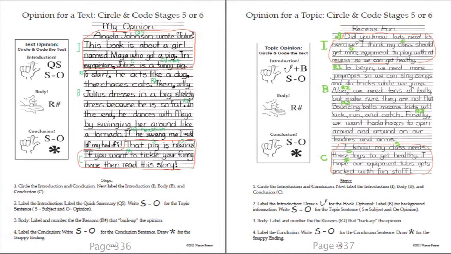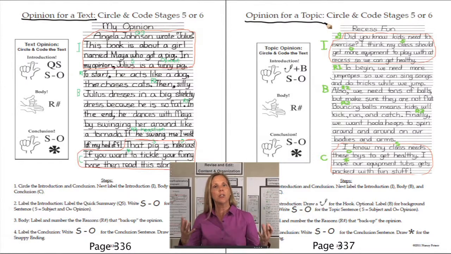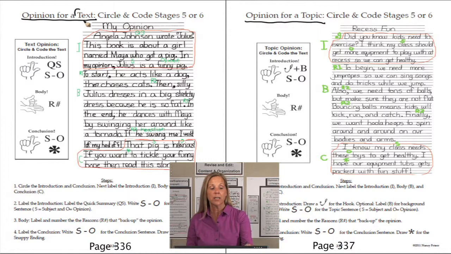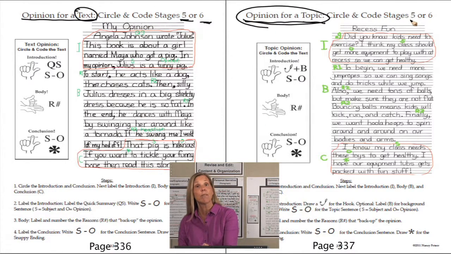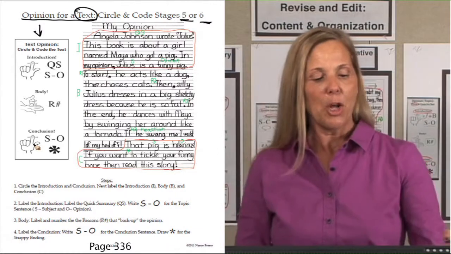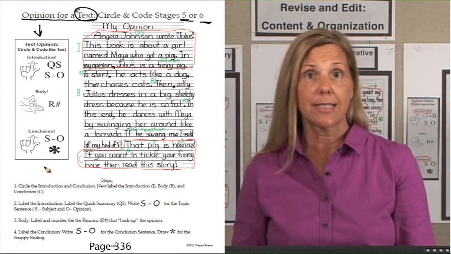Pages 336 and 337, you will see I have 2 opinion bookmarks, because our opinions are what we think or how we feel about a text we've read or a topic, anything in the world. So we need to have an opinion bookmark for text, which could be for stages 5 or 6, and also an opinion bookmark for a topic for stages 5 or 6.